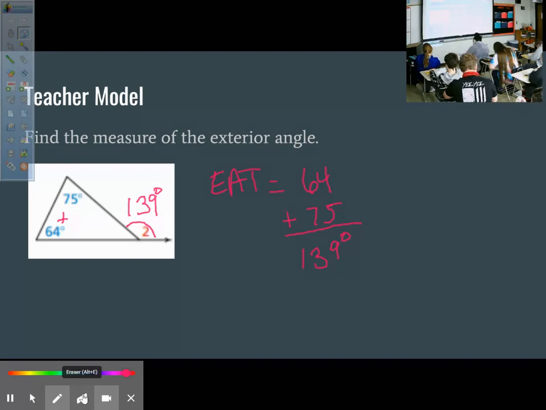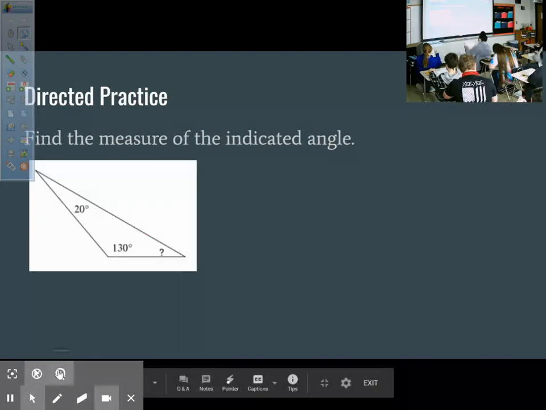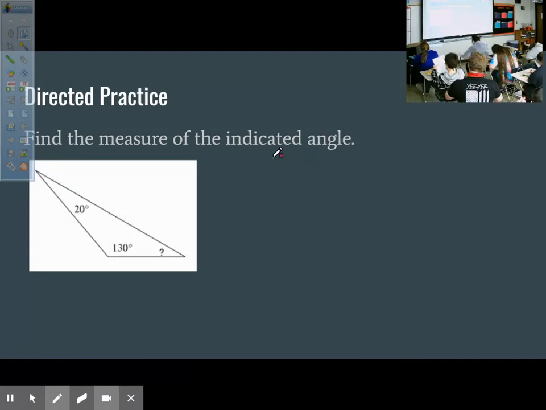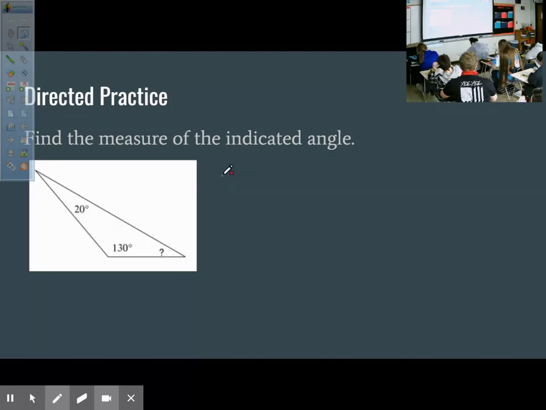Alright, let's do one together. Find the measure of the indicated angle, then we need to also classify the triangle. So first you need to decide, are they all interior or are there any exterior? Yeah, it's just interior angles, so we're going to use triangle sum theorem.